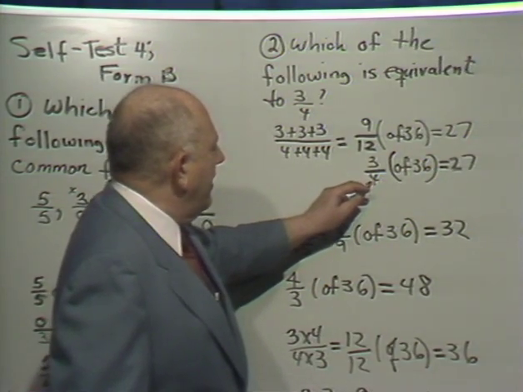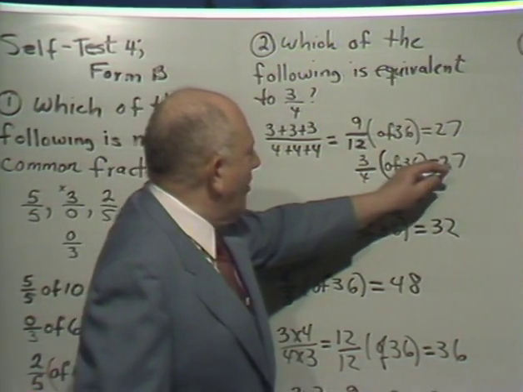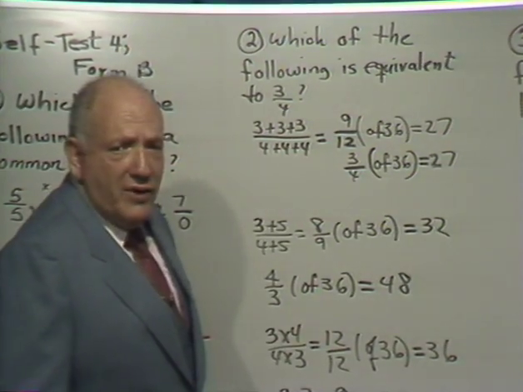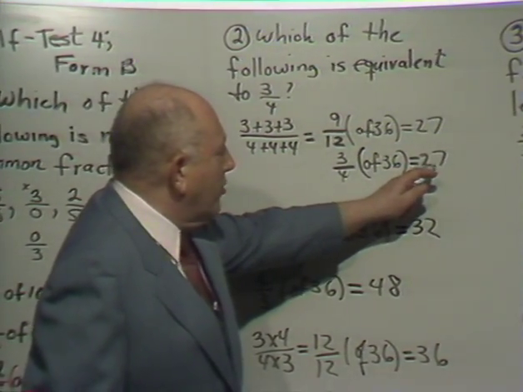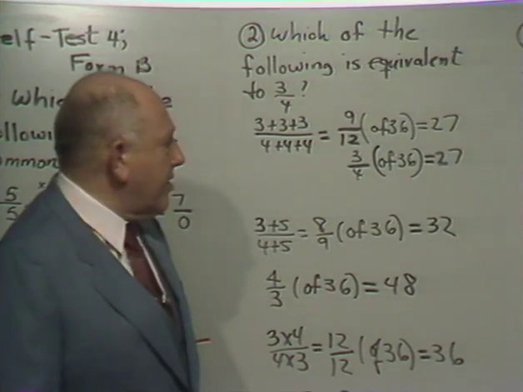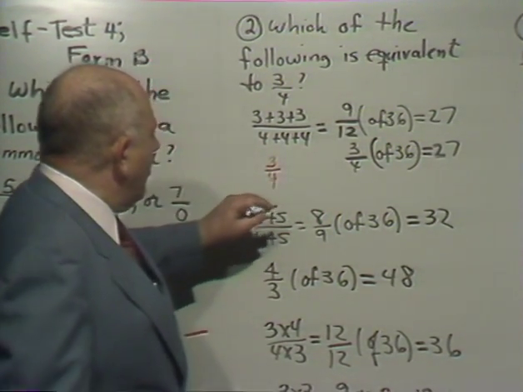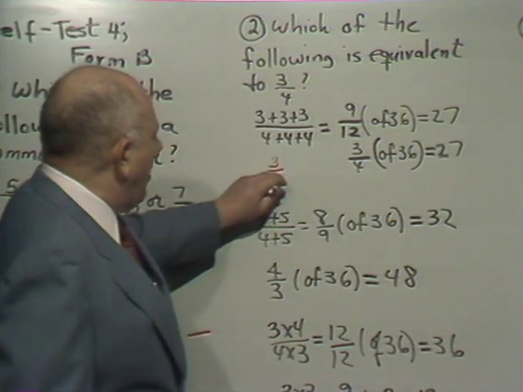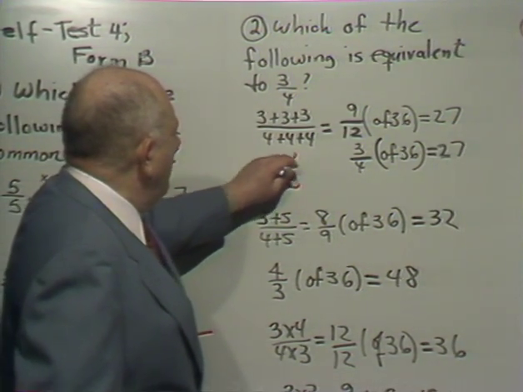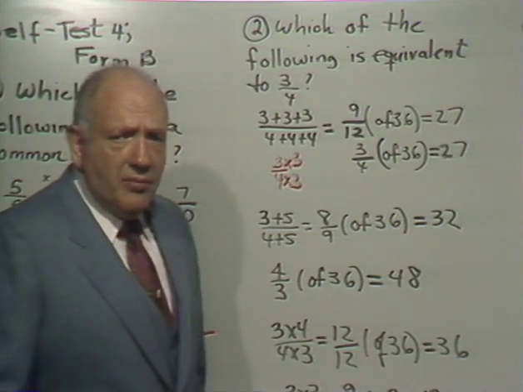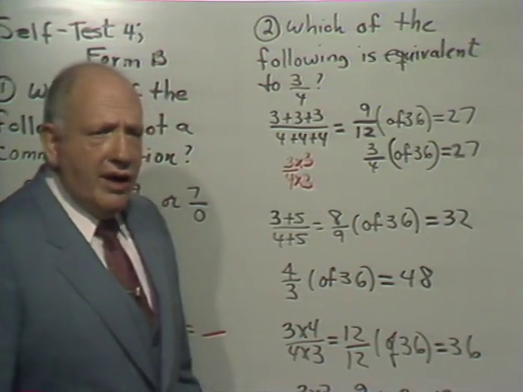36 divided by 4 is 9. 9 times 3 is 27. So 9/12 and 3/4 both name what? 27 parts out of 36. And by the way, in terms of the lecture, the reason this works is we mentioned that if you take a common fraction and multiply numerator and denominator by the same non-zero whole number, you don't change the rate.